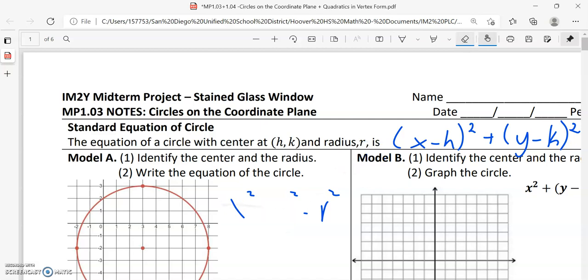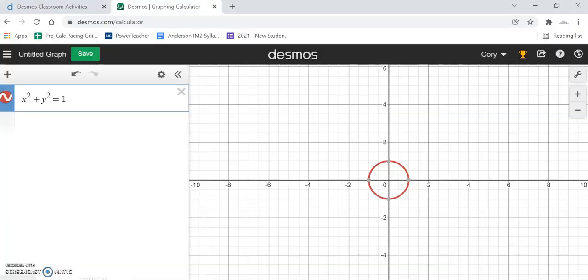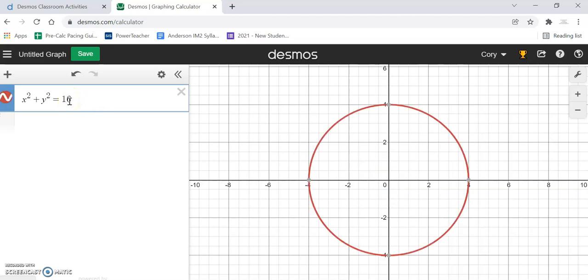I'm going to go to Desmos real quick just to recap what happens when we play with these numbers. Here is the generic form that I just showed you, x squared plus y squared equals 1, or r squared. So in this situation, our radius would be 1. Now let's say I want to make my radius bigger. If I make this 16, you would square root 16. The square root of 16 is 4, and that is our radius. So from the center of our circle outwards, we go 4 in every direction.